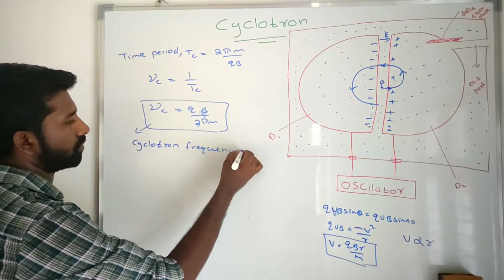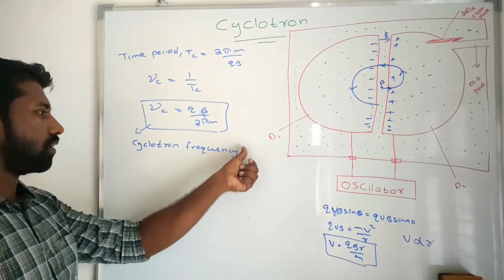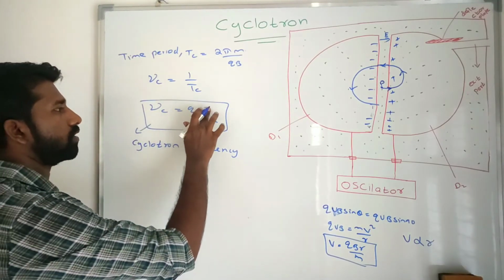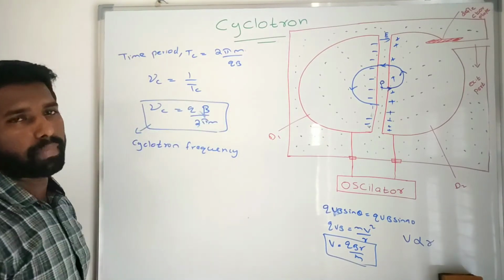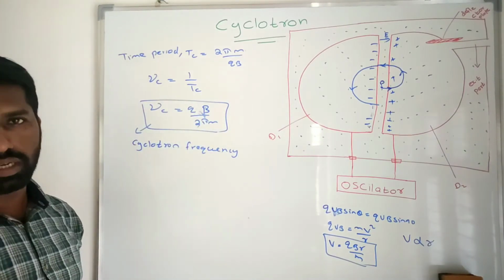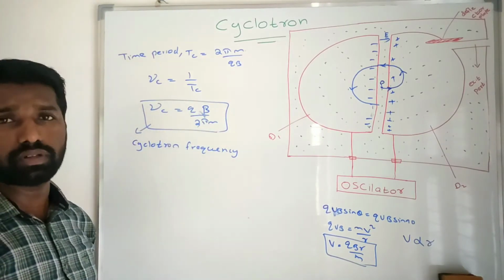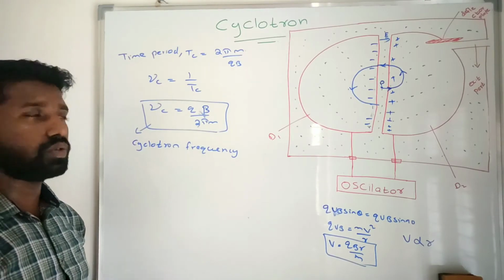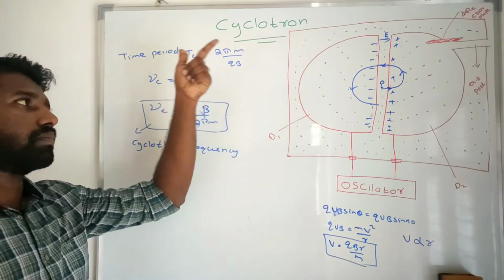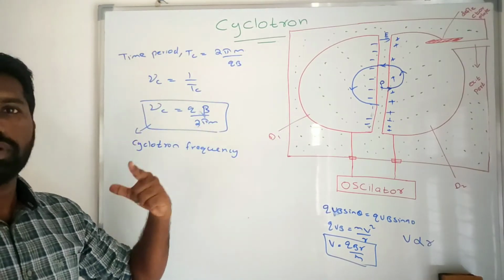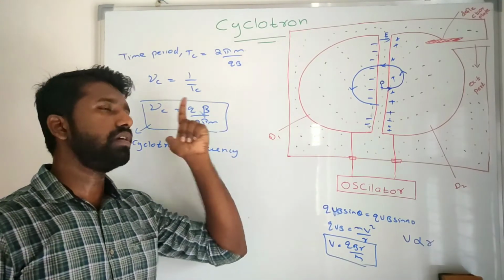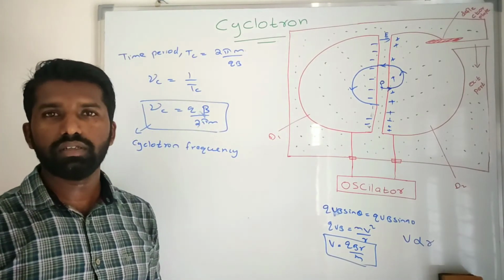Cyclotron frequency. Okay, so you see here the cyclotron frequency is qB by 2 pi m. B is the magnetic field, m is the mass of the charged particle, q is the charge. It does not depend upon the velocity, so it does not depend upon the kinetic energy. Whatever the time the charged particle takes to revolve, it is independent of the velocity or the energy. That is the working principle we already studied.